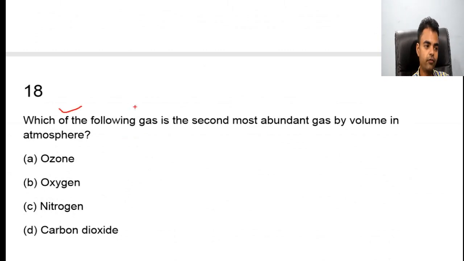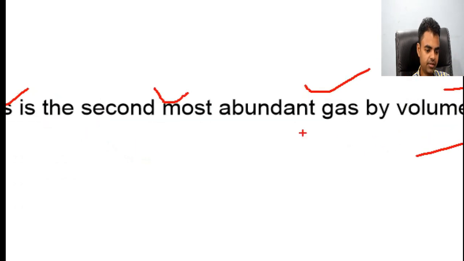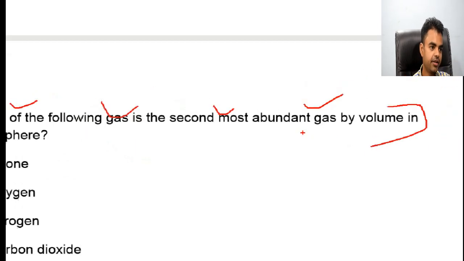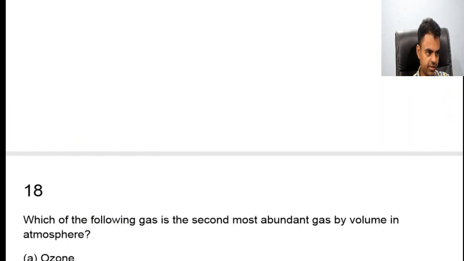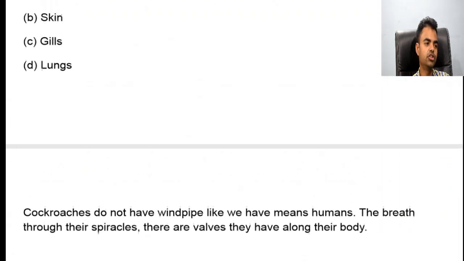Which of the following gas is the second most abundant gas by volume in the atmosphere? Before telling you the options, let me ask you a similar question. Just come to the question. Where is the question? Yeah, the question is here.